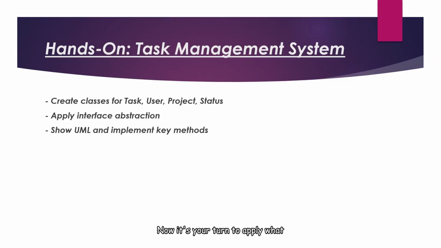Now it's your turn to apply what we have learned. Your task is to design a simple task management system. Define classes like task, user, project, and status. Think about what behaviors can be abstracted into interfaces, maybe assignable, trackable, or prioritizable. Create a UML diagram first to visualize your design and then bring it to life in code. Don't worry about making it perfect. Focus on clarity, separation of concerns, and applying SRP.